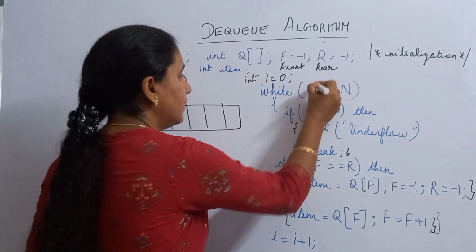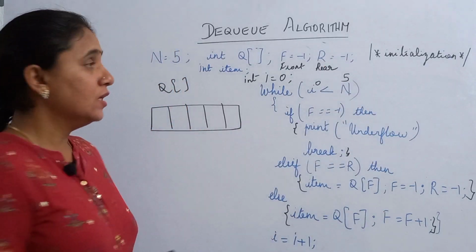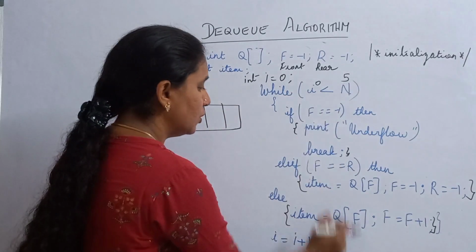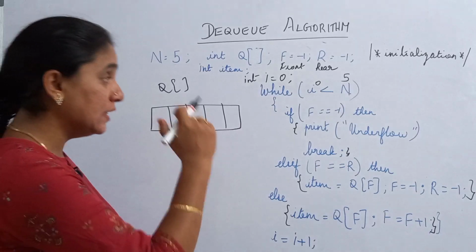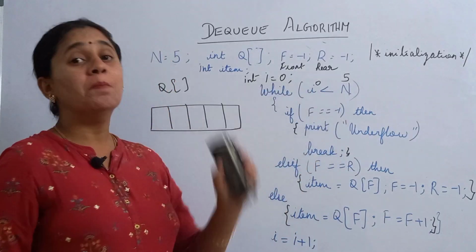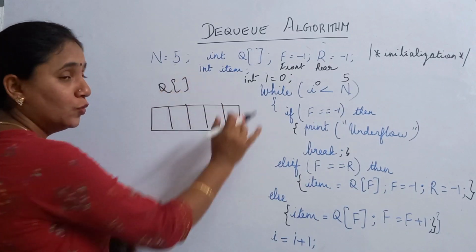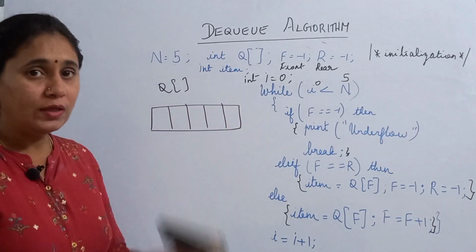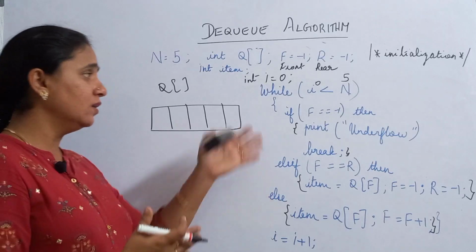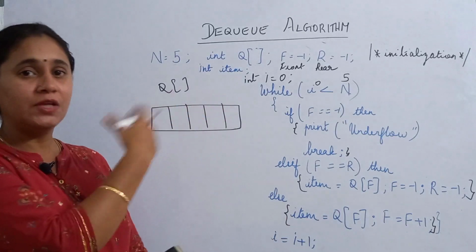Initially what is the i value? The i value is 0. What is the n value? The n value is 5. Is this condition true? Yes, this condition is true. So now it is going to execute all these looping condition statements. What is the first value? f is equal to -1. What is the meaning? If you view this queue data structure, there are no elements present in the queue. If there is no element present in the queue, is there any use of the pointers? No, we will take the pointers away from the data structure.